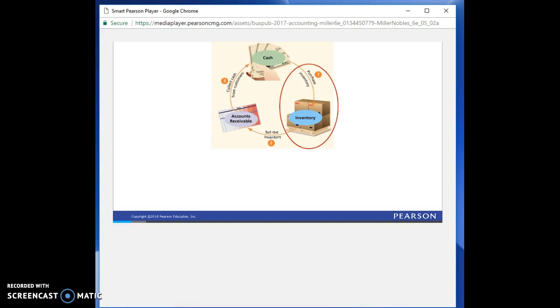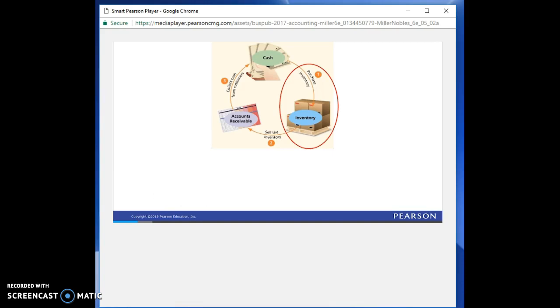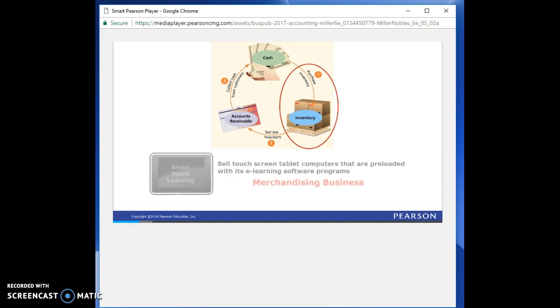Up to this point in time, Smart Touch Learning was a service business specializing in providing online courses. But let's now pretend that Smart Touch Learning has evolved, and now in this year, it becomes a merchandising business. Smart Touch Learning will now sell touchscreen tablets that are preloaded with its e-learning software programs. We'll continue with this example, Smart Touch Learning, as a merchandising business throughout the next couple lessons.